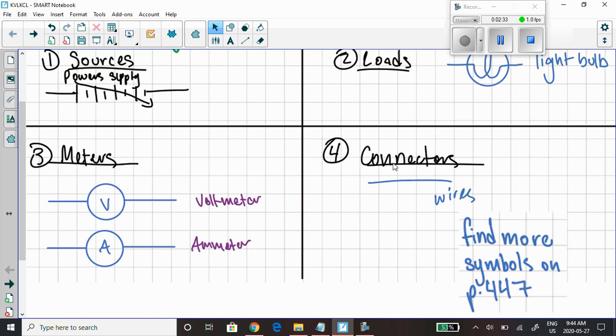And then things like connectors. An example of a connector would be a wire. It's basically a line, a straight line like that. Now, these are just a few examples. If you want to find more symbols, it's on page 447 of your textbook. And you can find all of those symbols.